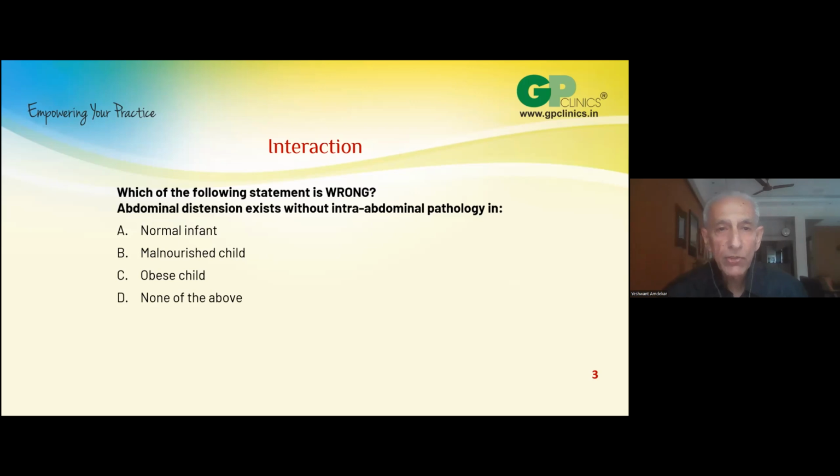I'm sure the majority of doctors have a protuberant abdomen, but it's not an abdominal distension of any concern, because when you lie down, your abdomen does not go higher than the level of the chest. A typical abdominal distension that physicians need to confirm is when a patient is lying down and the abdominal girth goes higher than that of the chest. In all these situations, like a normal infant, a malnourished child, and an obese child, abdominal distension is not real but apparent in the sitting or standing position. Just take note of this fact. Let's have the next slide, please.